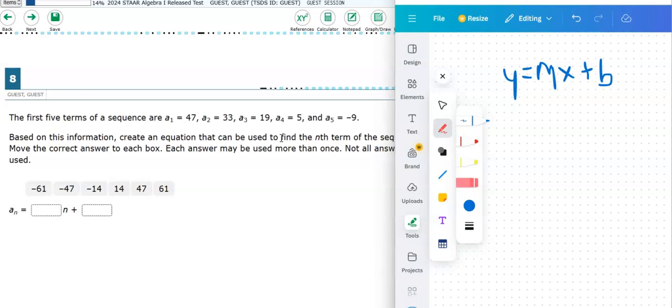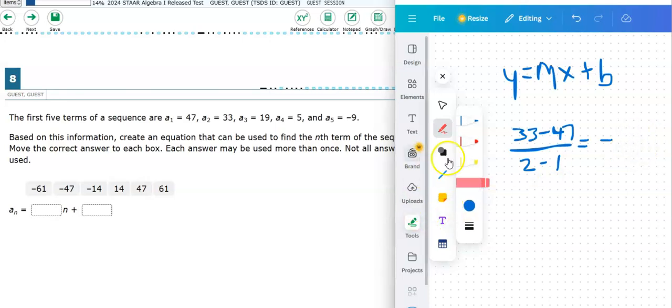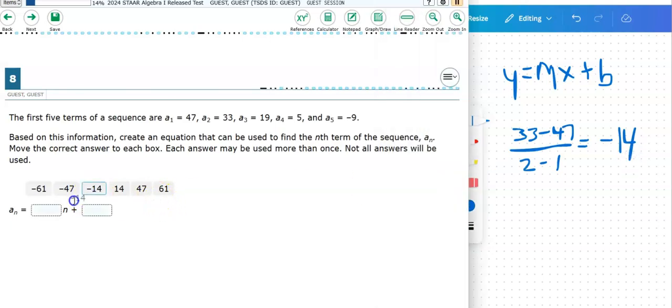So let's do slope. Okay, if we do slope let's use the first two. That'd be 33 minus 47. And then 2 minus 1. Okay, the 2 and the 1 come from that being the part of the sequence. You can do that, you're going to get negative 16. Oh, crap. Not negative 16. I can't count today. It's negative 14. Ugh, I can't subtract today. All right, negative 14 as that.